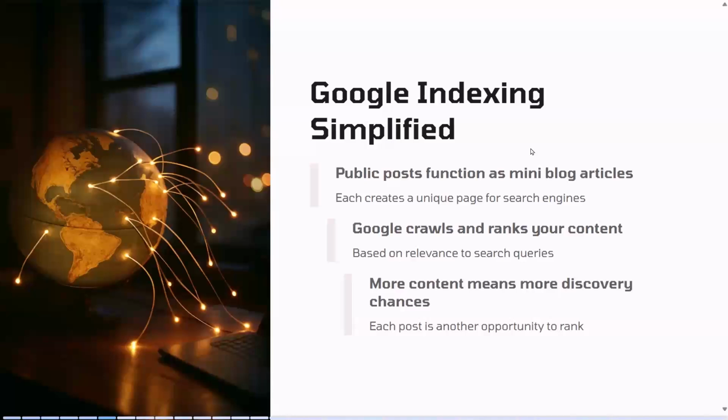Each creates a unique page for the search engine. Each time there's a public post that goes into your public community, it will create a link for that. You can actually click the 3 dots and get the link for that post. I did it earlier, and it works really well. Therefore, they stand alone in their own right and can be found by Google, or I should say the search engines, as there are others, not just Google. Google will come along and crawl and rank your content.